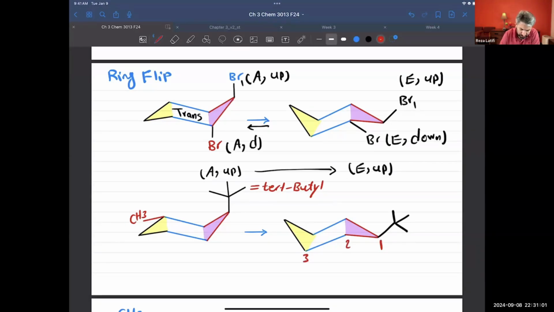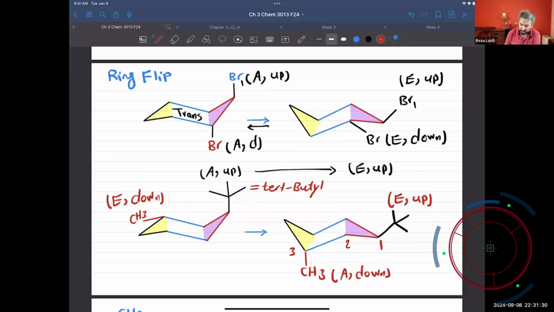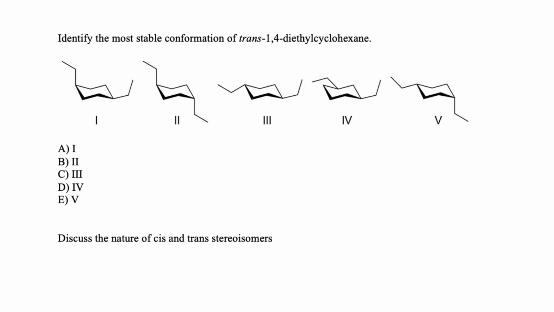The methyl used to be in equatorial, but it's pointing down. Now it's going to be in axial position, axial pointing down, and I'm going to put the methyl group here. This is going to be CH3. CH3 now is in axial position pointing down, and the tertiary butyl is in equatorial but pointing up. One is up and the second one is down, so this is going to be trans.